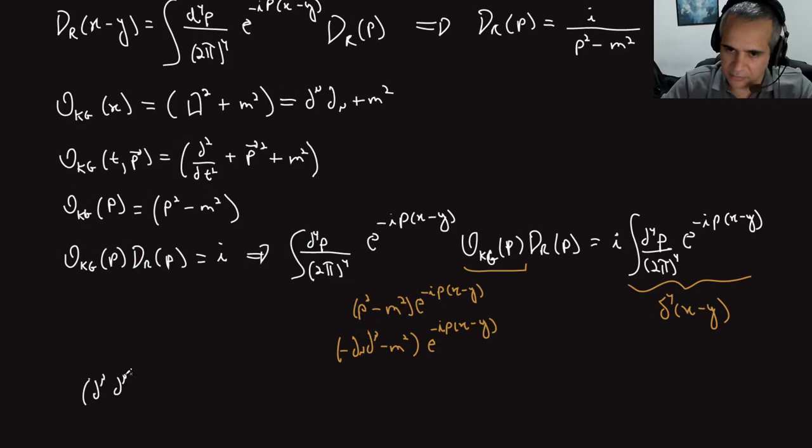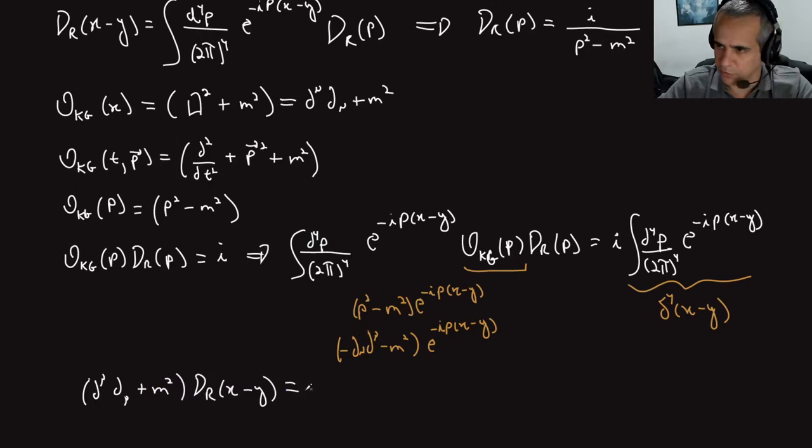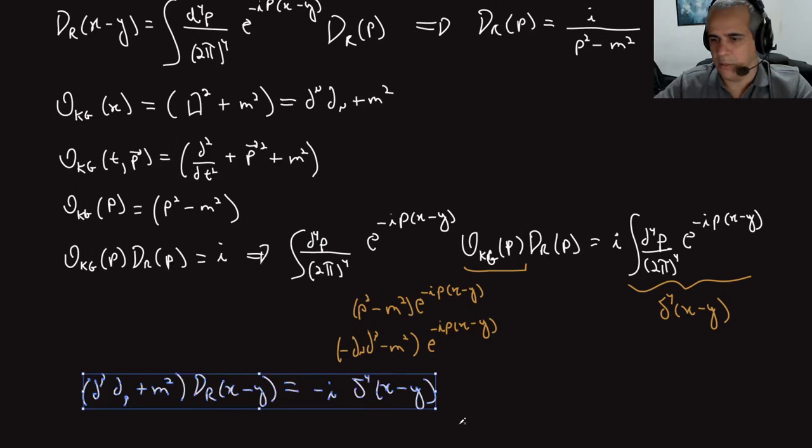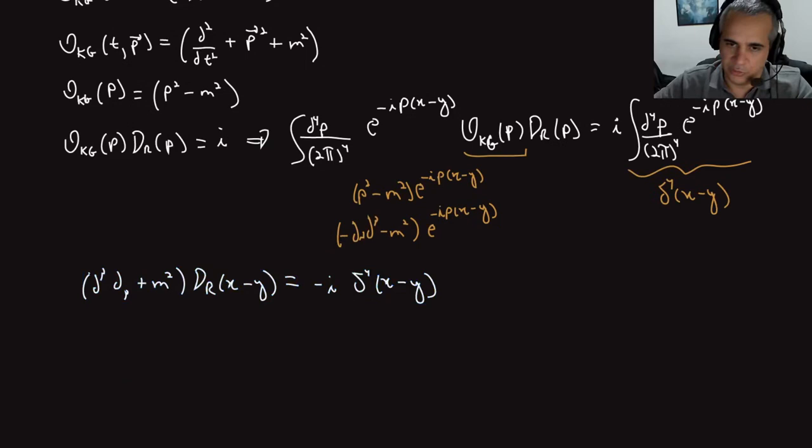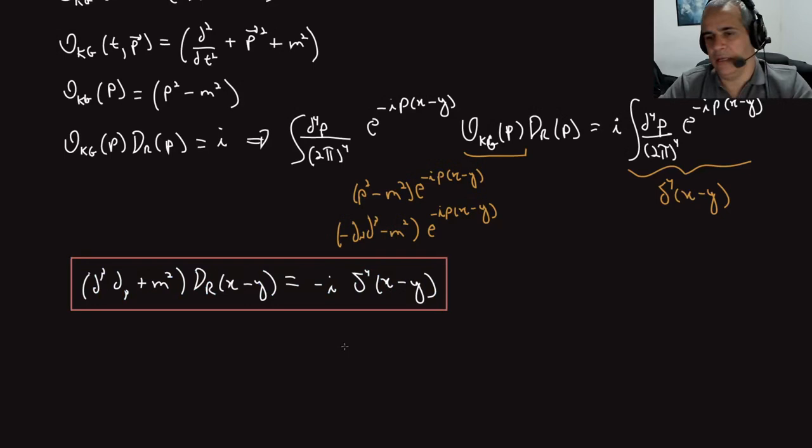And I have a sign here that I'll get rid of, plus m square acting on the retarded propagator is just, and this is the sign, I brought it over here on the other side, right? And this is nice, right? This is important because that shows us that this retarded Klein-Gordon propagator is a green function of the Klein-Gordon operator, right? So it's the inverse of the operator.